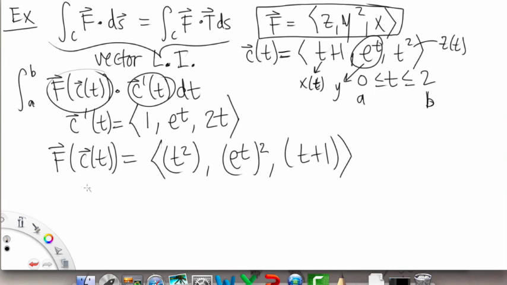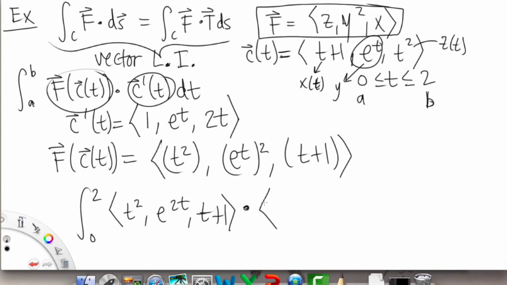We have a to b is now from 0 to 2. Our f of c of t is t squared, e to the 2t, and t plus 1. This is going to be dotted with c prime of t, so that'll be 1, e to the t, and 2t. And then we have our dt at the end. Now we'll dot this out on the next slide.